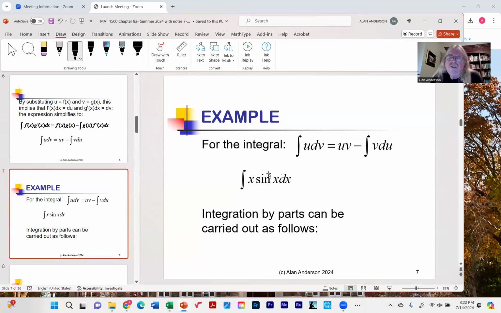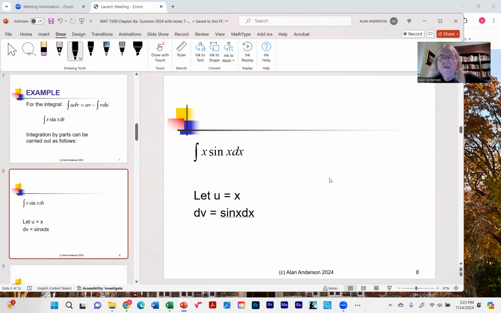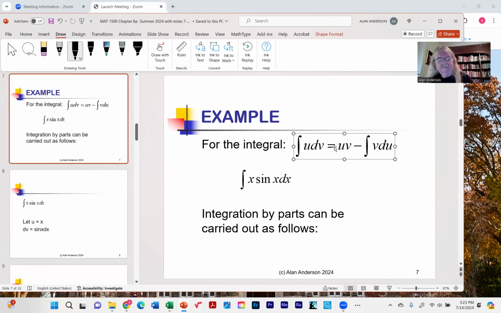All right, so here's what we have to decide. What should we call u and what should we call dv in this integral? And again, it's not the end of the world if you get it wrong the first time. Because like I said, you'll notice it immediately that you're heading in the wrong direction. You're making it a lot more complicated. And that's how you know to go back and try something different. So here, what you would have is this.